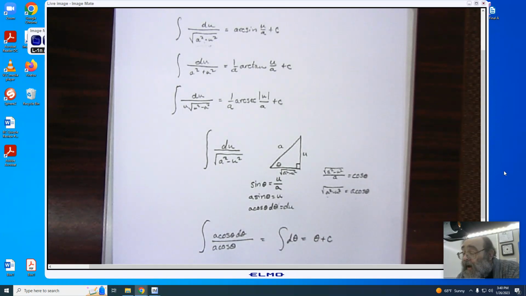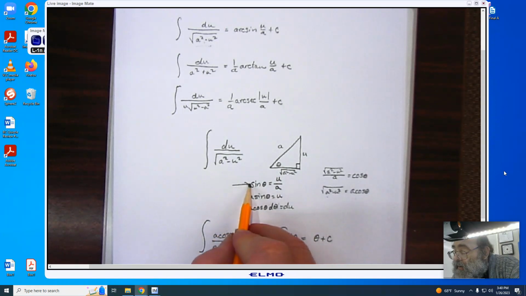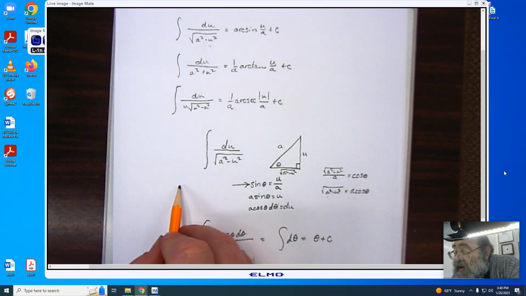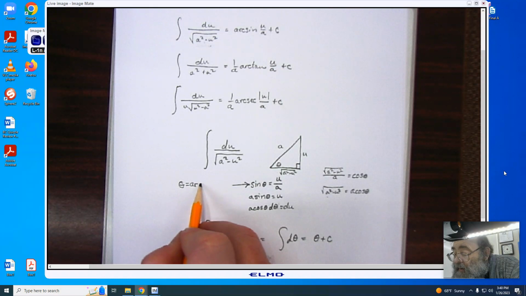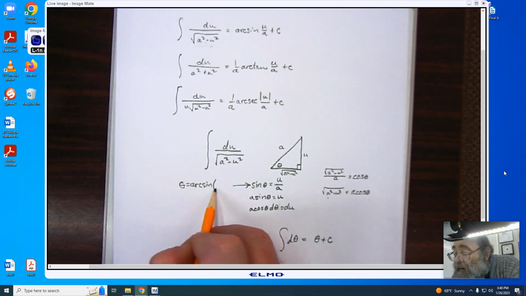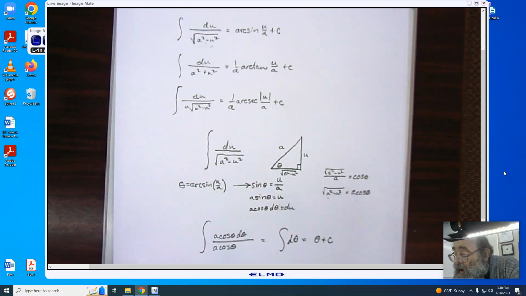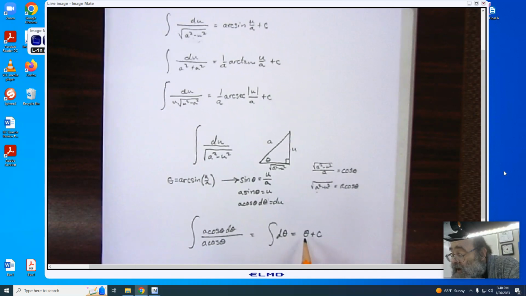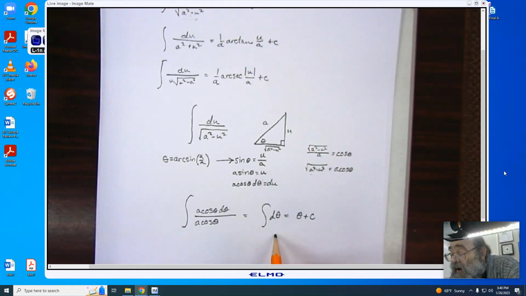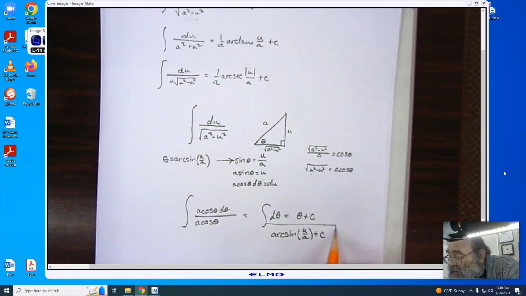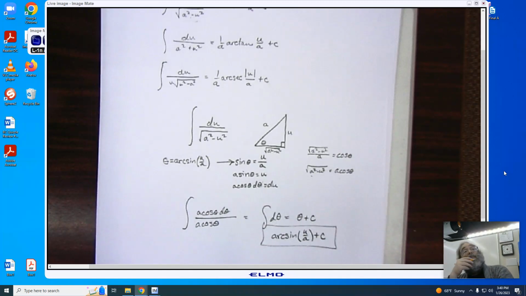All right, well, what's theta? It's right here. I'm going to take my arc sine on both sides to find theta. The arc sine of u over a. That's now going to go in place for theta, and I end up having arc sine u over a plus c. And that's where it came from.